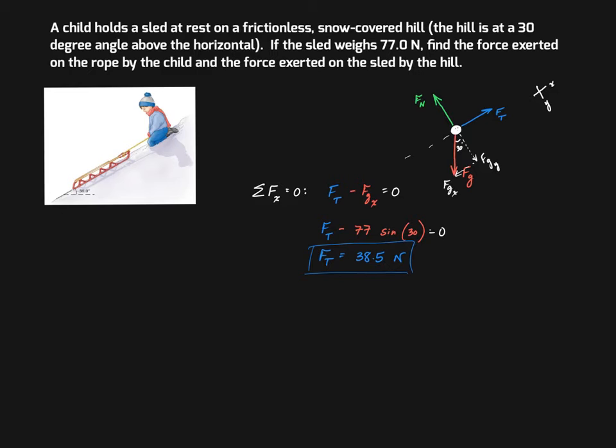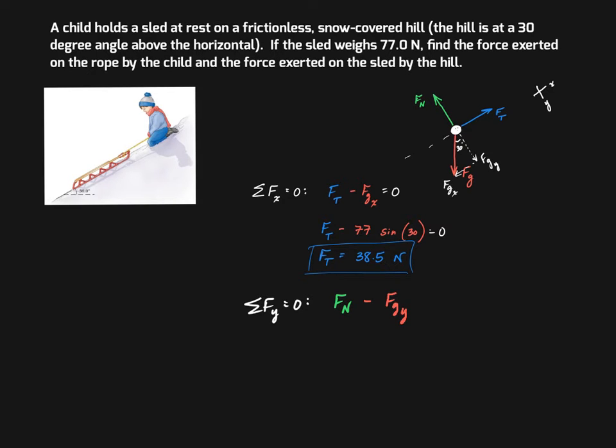So I'm going to have summation of forces in the Y is equal to 0. And what do we have in our Y? Well, we have our normal force, and then we have gravity in our new Y direction. Remember, because we tilted our axes. So now we have minus FGY.